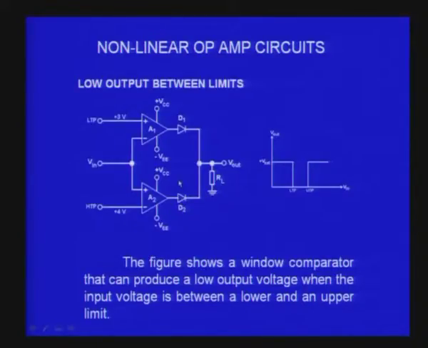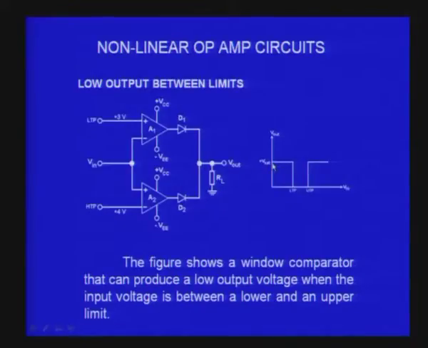So both the diodes are open, therefore no voltage comes from any of the comparators, but the output is connected through RL to ground, and there is no output voltage, and therefore this output voltage will only be ground voltage because it is connected to ground through the RL. And therefore as long as the input voltage is more than the LTP, more than plus 3 volts, and less than 4 volts, the HTP, the output remains 0, and that is what is shown in the graph.